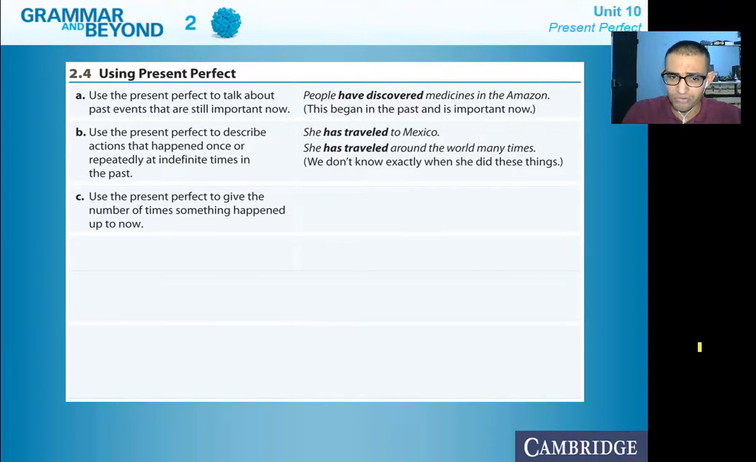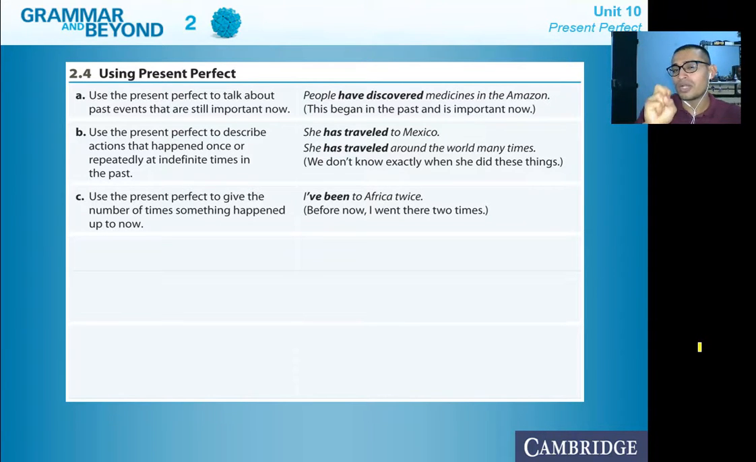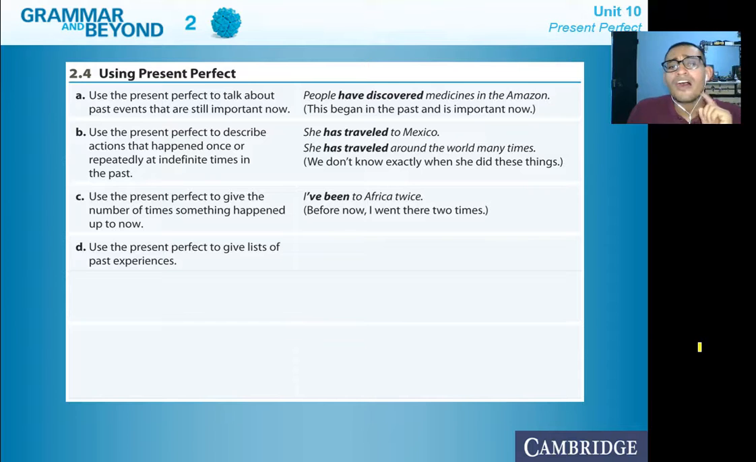Use the present perfect to give the number of times something happened up to now. I've been to Africa twice. Okay, so you are giving the number of times that you have done an action. Before now, I went there 2 times. Use the present perfect to give lists of past experiences. I've been to France, Spain, and England.